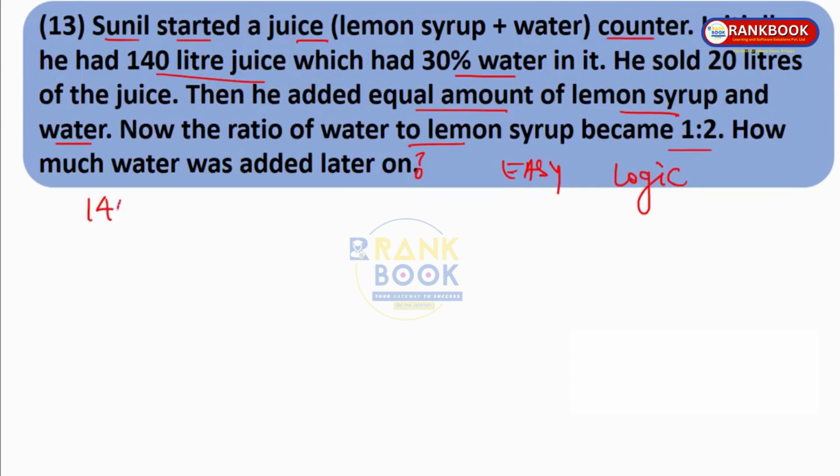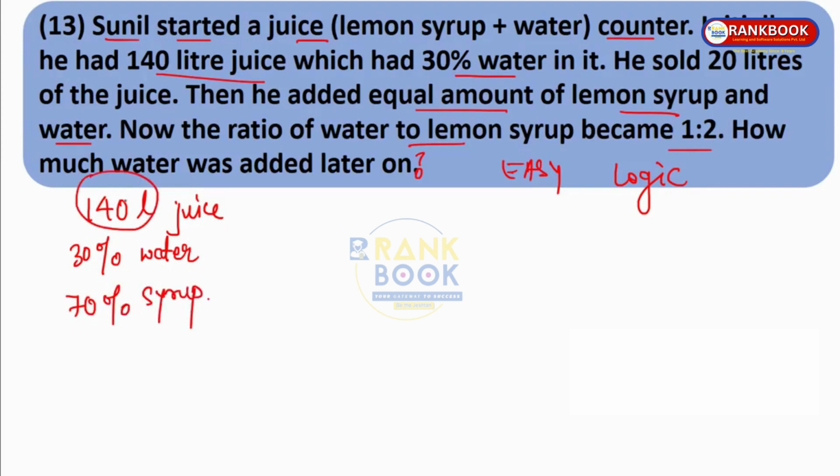He had 140 liters of juice. Okay, juice is nothing but pure lemon syrup and water. Out of that 30% is water. So how much is the lemon syrup? Common sense, 70% is the syrup. So in the entire mixture 30% is water, 70% is syrup, right? Out of that he sold 20 liters. So how much is remaining? 120 liters remain. Even in this 120 liters there is 30% water and 70% syrup, right?